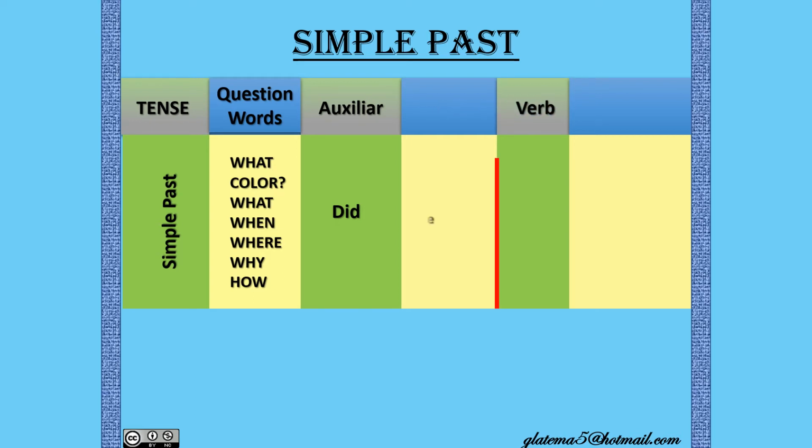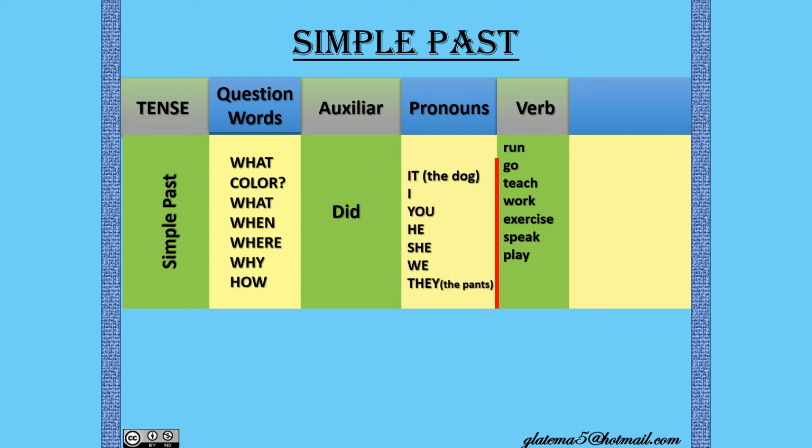After the auxiliary, we have the pronoun according to the sentence, and then we have the verb. But I want you to observe something about the verb. When you have the auxiliary did, you put the verb in present, okay? That's why you have run, go, teach, work, exercise, speak, play. Before that, you have the pronoun. So the pronoun is between the auxiliary and the verb. And it depends on what your subject is. What are you talking about?